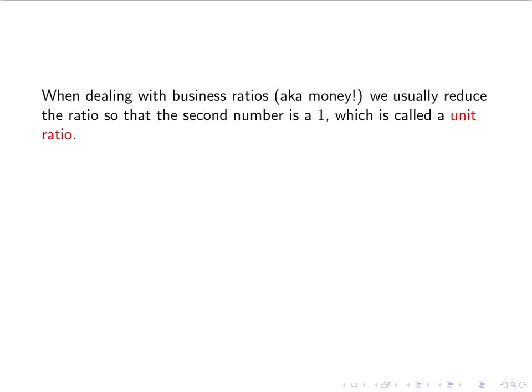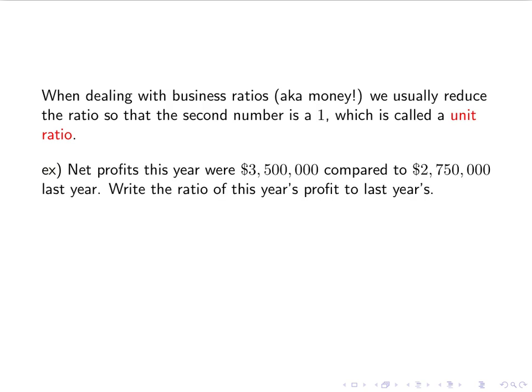When dealing with business ratios, which means money, we usually reduce the ratio so that the second number is a 1, and this is called a unit ratio. So for an example, net profits this year were $3,500,000 compared to $2,750,000 last year. Write the ratio of this year's profit to last year's. So I'm going to start off as a fraction, so I want this year's to last year's, which is 3.5 million divided by 2.75 million. I will do out the division, and I get 1.27 repeating divided by 1.